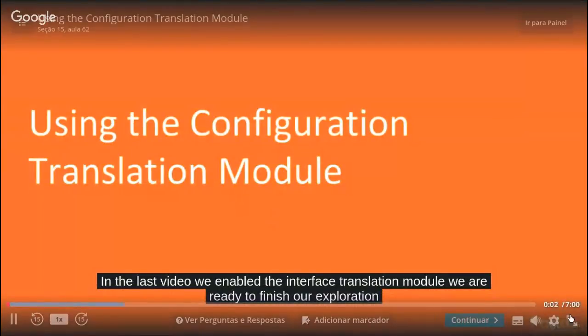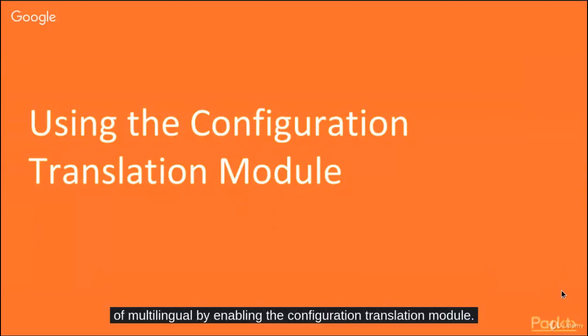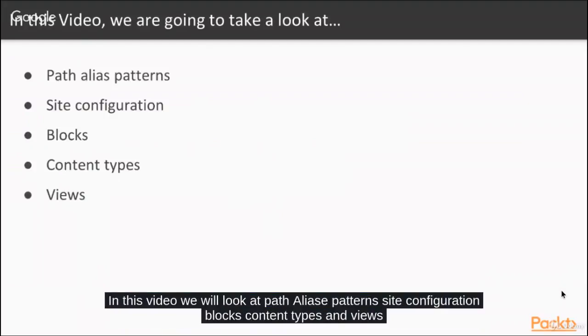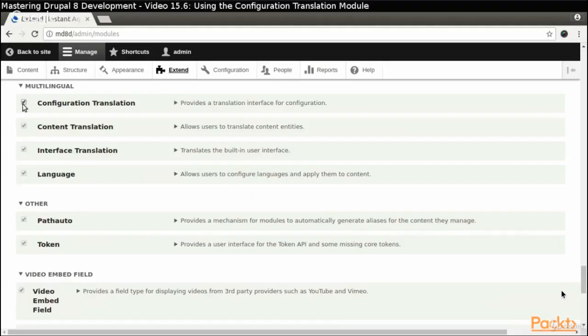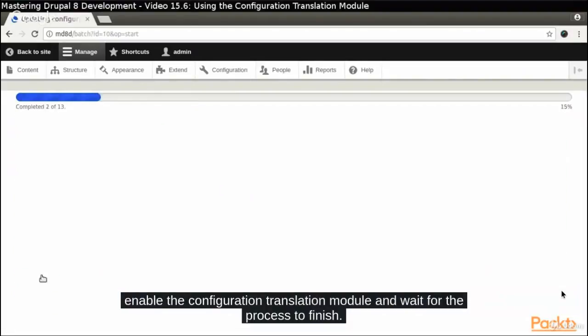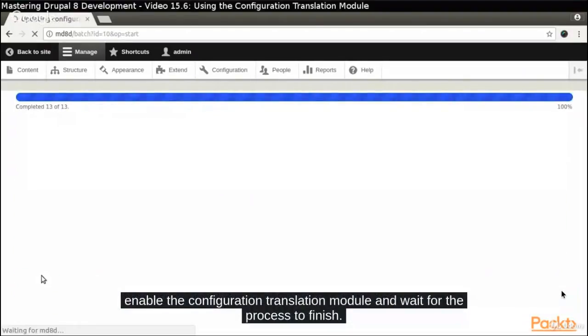In the last video, we enabled the interface translation module. We are ready to finish our exploration of multilingual by enabling the configuration translation module. In this video, we will look at path alias patterns, site configuration, blocks, content types, and views. Enable the configuration translation module and wait for the process to finish.